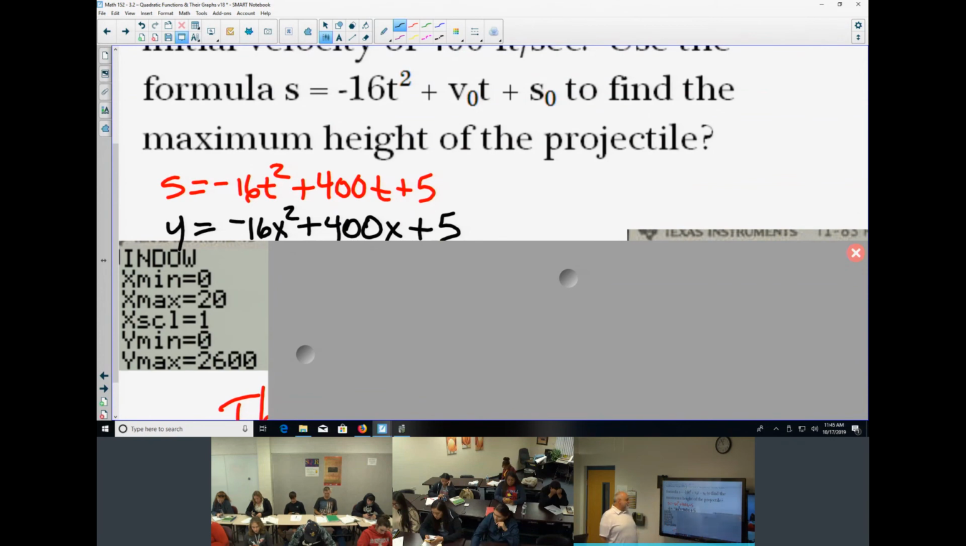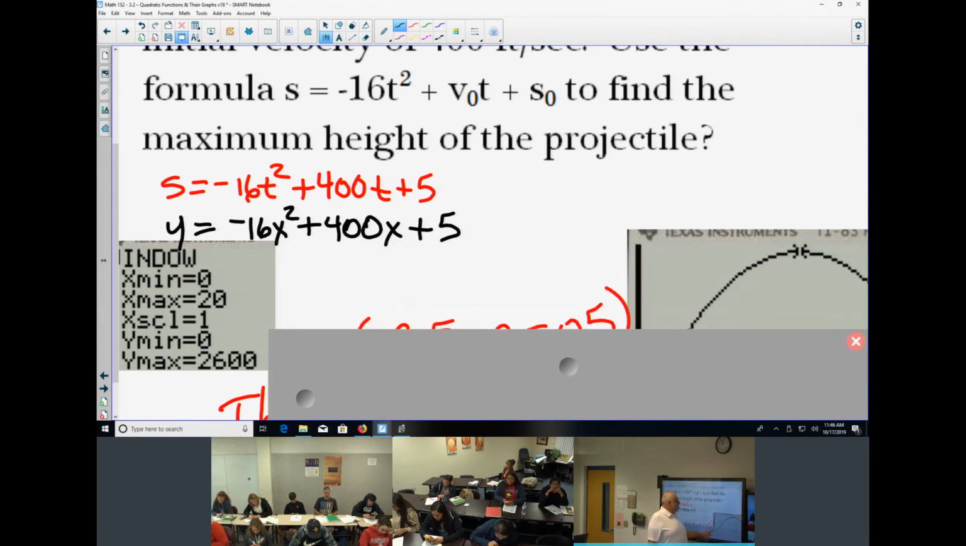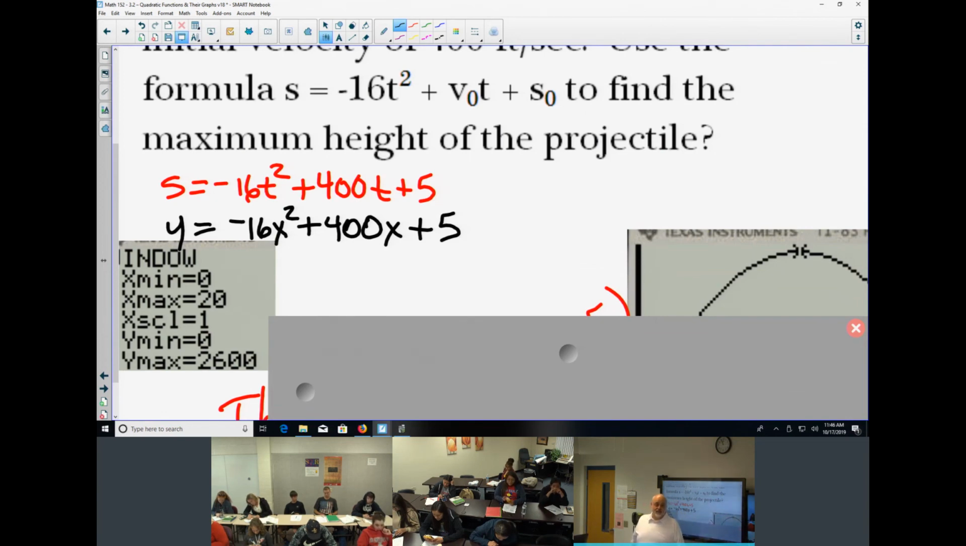And the Y-max, that's just where you kind of have to guess a couple of times. And so I guessed 2,600. And I don't know if that was my first guess or second guess or whatever. But when you graph it, you have to see that highest part of the graph, the vertex. Okay? And then once you see that, that's when you do the second calc max. Go to the left, go to the right, press enter each time. And then the Y value is the maximum height, the X value is where it occurs.